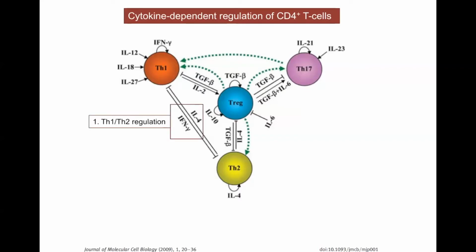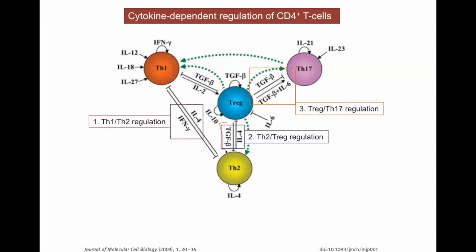If we consider the relationship between T helper 1 and T helper 2, we can see that interferon gamma promotes Th1 but inhibits Th2. Interleukin 4 promotes Th2 but inhibits Th1. Between Th2 and T regulatory T cells, interleukin 4 will dampen T regulatory T cells, whereas TGF-beta will dampen T helper 2 responses. Tregs and Th17s is similar. TGF-beta by itself will dampen a Th17 response, but in the presence of IL-6, we will see a promotion of the Th17 response.